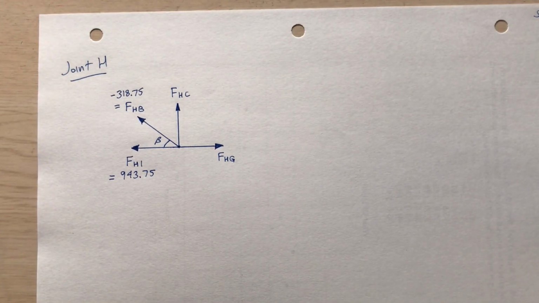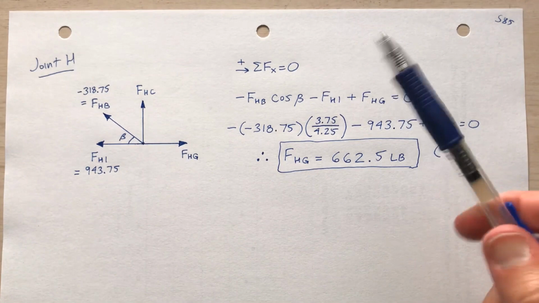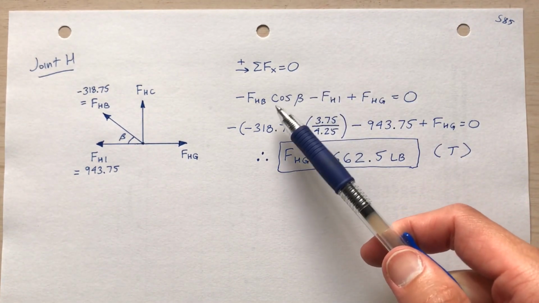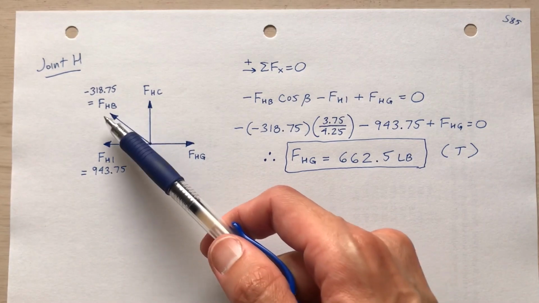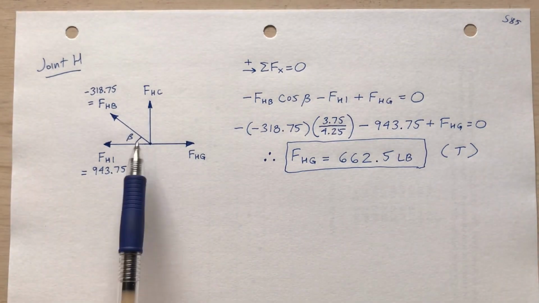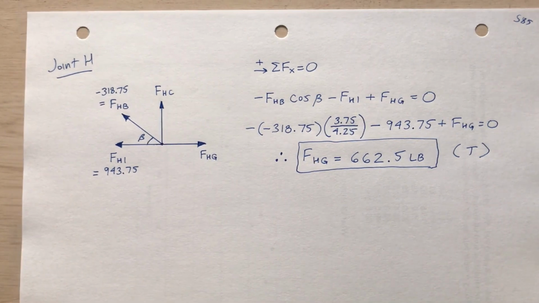Okay, so I notice that if I take the sum of the forces in the x direction, I can solve this for F sub HG, so that's what I'm going to do, take the sum of the forces in the x direction. And like magic, it gets done. So the sum of the forces in the x direction is 0. F sub HB cosine beta, the horizontal component of this vector, minus F sub HI pointing off to the left, plus F sub HG pointing off to the right is equal to 0.